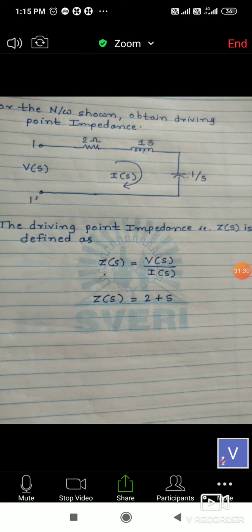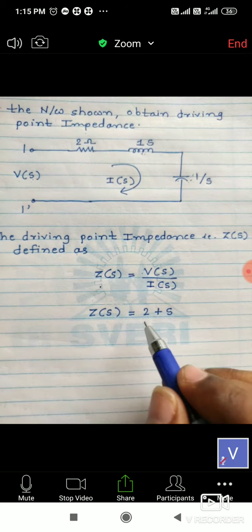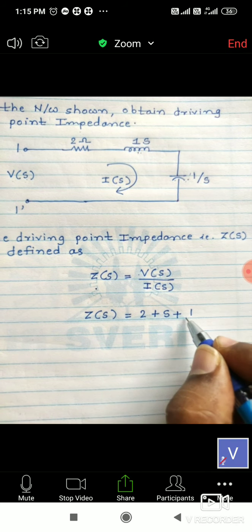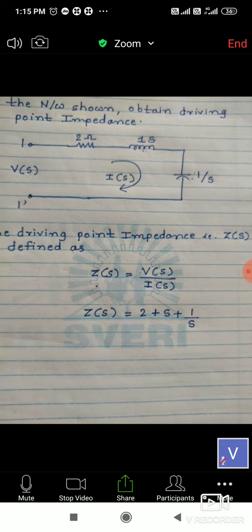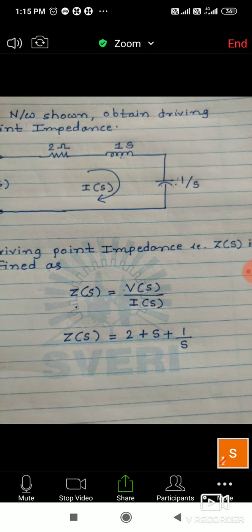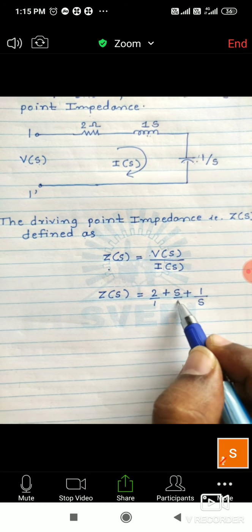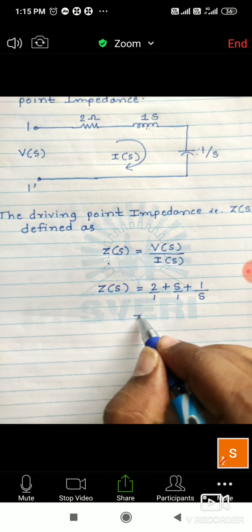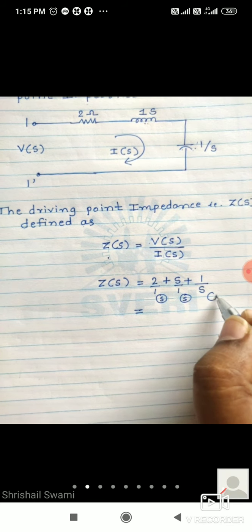Okay. So here Z of S is equal to the addition of all impedances, that is 2 plus S plus 1 upon S. So you can simplify it by making the denominator constant. Take the LCM of S. If we take the LCM, multiply S and multiply 1.